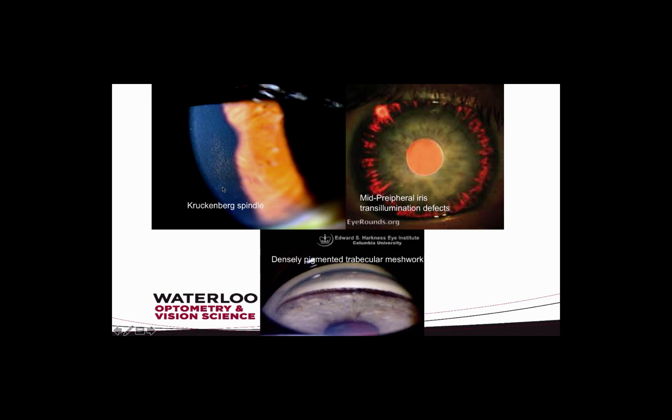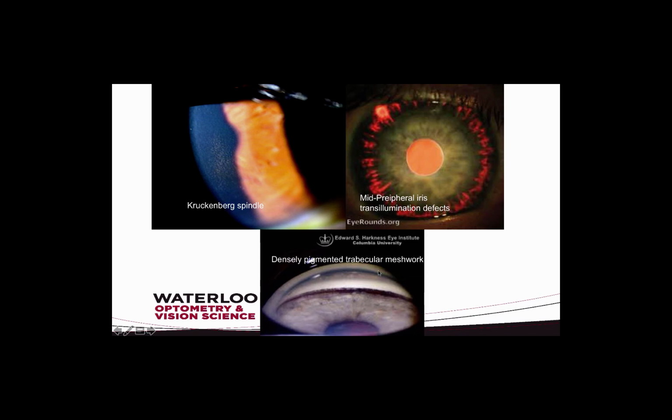If you see any pigment on the endothelium, it's always a good idea to then check to see if there's any iris transillumination defects. And the iris transillumination defects that are going to be consistent with pigment dispersion syndrome are those that are located in the mid-periphery of the iris, so these ones here. And you might not see it as pronounced as you do here, but you're looking closely for that appearance.